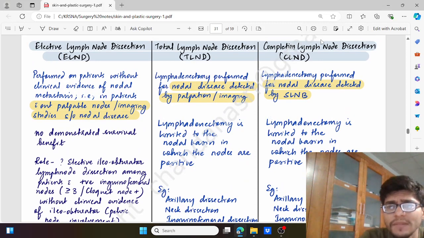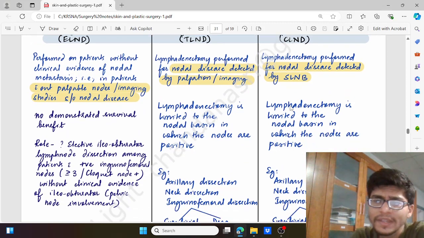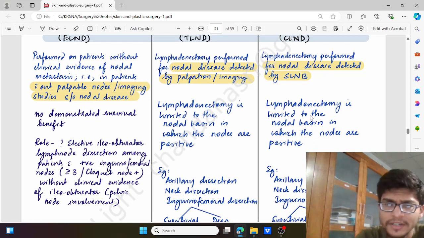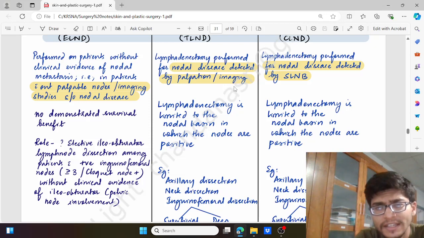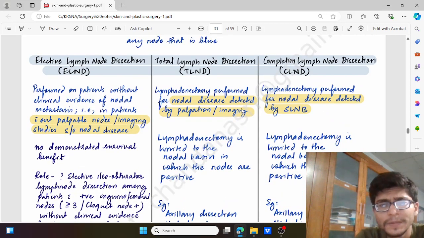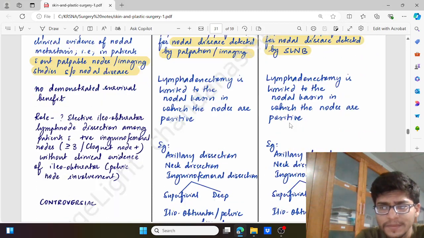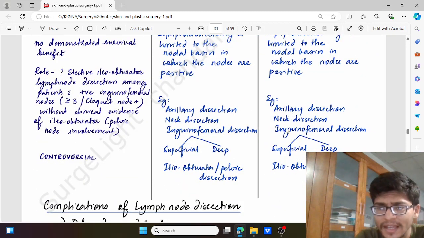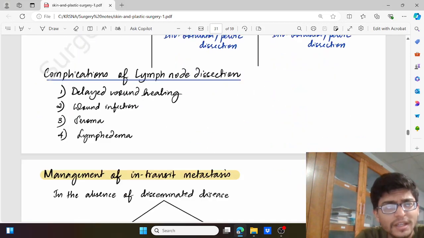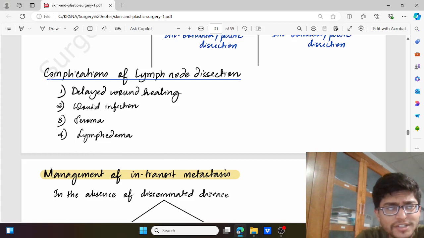And lastly, the completion lymph node dissection, CLND, where lymphadenectomy is performed for nodal disease detected by the SLNB. So here lymphadenectomy is limited to the nodal basin in which the nodes are positive. So it is similar, either clinically in the total or SLNB in the completion. Here again we have the same axillary, neck, inguinofemoral dissection, superficial and deep, ilioobturator, pelvic dissection. Now we see the complications of these lymph node dissections, that is delayed wound healing of the site, wound infection, lymphocele, lymphedema and seroma.